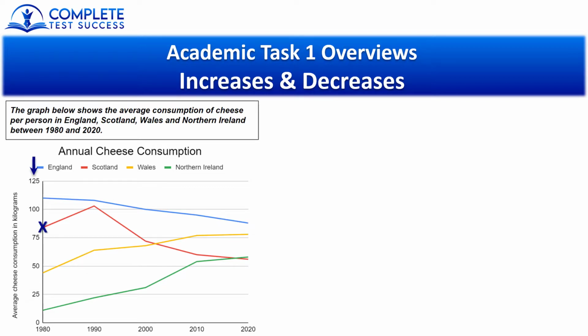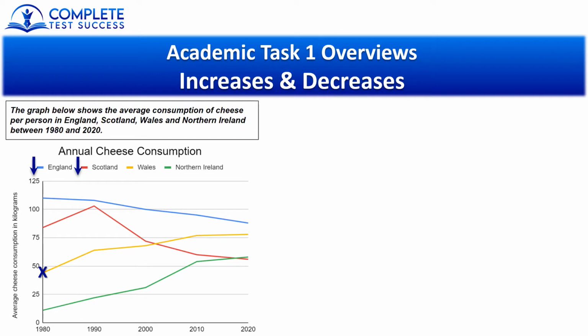Next, we will look at the red line, which represents Scotland. In the overview, we won't mention that it increased in the beginning and decreased for the rest of the period, because the overview is just a general description of what happened. The other information will be described later in the other paragraphs of our answer. So again, for Scotland, by just looking at the first and last year, we would describe this as a decrease, and I will put an arrow pointing downward next to Scotland.